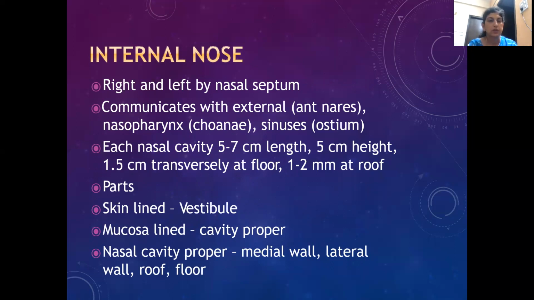The parts of the nasal cavity are divided into vestibule, which is the skin-lined area of the nose, the anterior-inferior part of the nose, which is lined by skin. The nasal cavity proper, which is the area of the nose which is lined by the mucosa, that is the respiratory epithelium, and the nasal cavity proper has got medial wall, lateral wall, roof, floor.